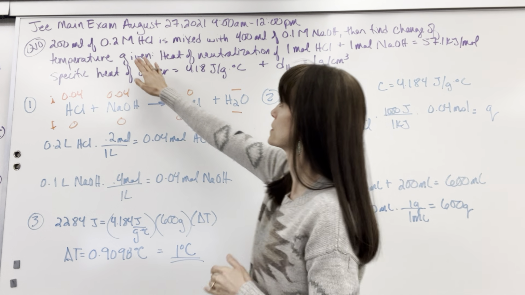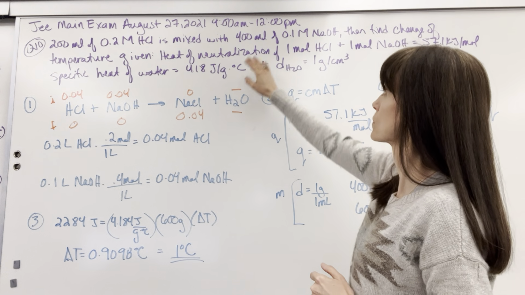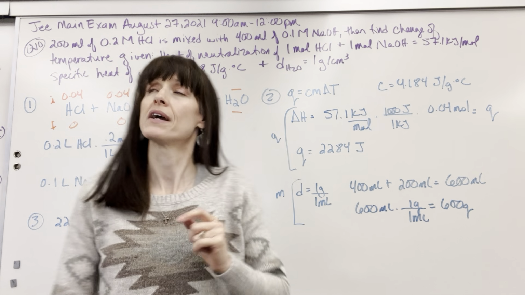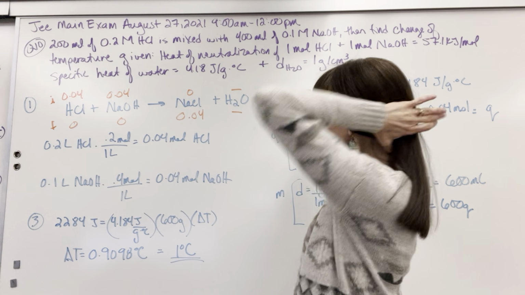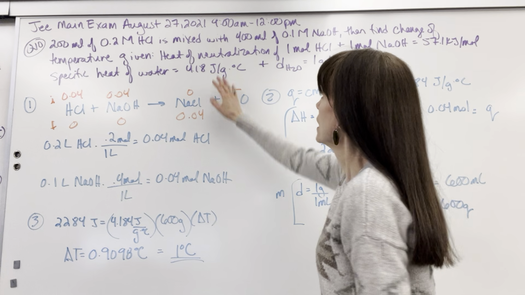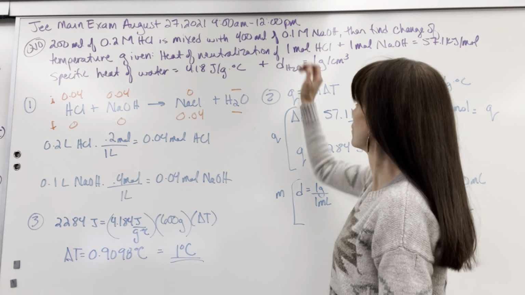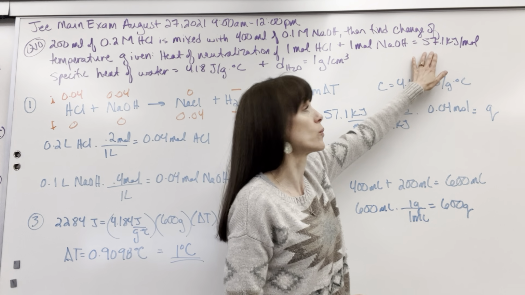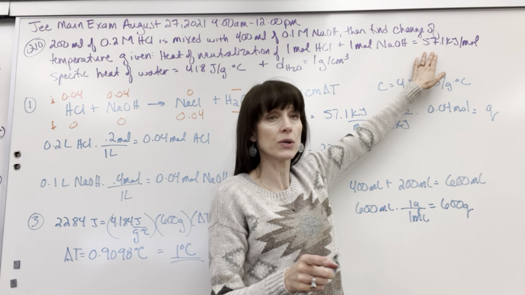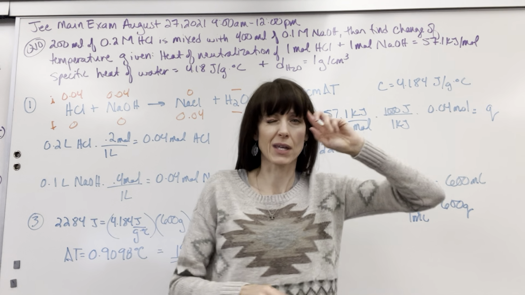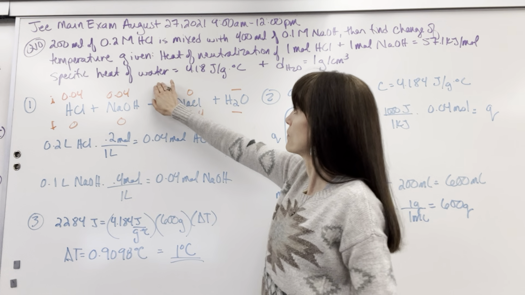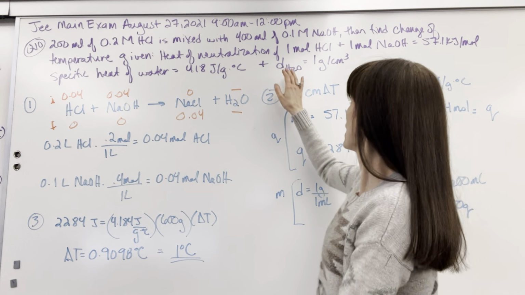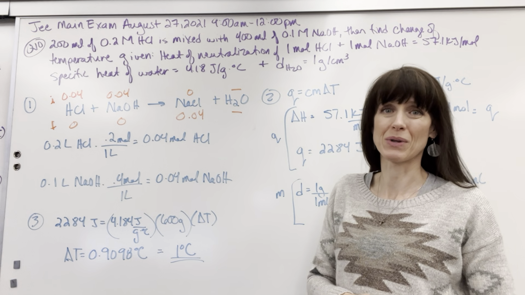So it says 200 mL of 0.2 molar HCl is mixed with 400 mL of a 0.1 molar sodium hydroxide. Then find the change of temperature given, and they give us three pieces of information. The heat of neutralization for 1 mole of HCl and 1 mole of the sodium hydroxide is 57.1 kilojoules per mole. Notice that unit, we've got kilojoules and moles, okay, mental note. They give us a specific heat of water is 4.18 joules divided by gram times degree C, and the density of water is 1 gram per centimeter cubed.